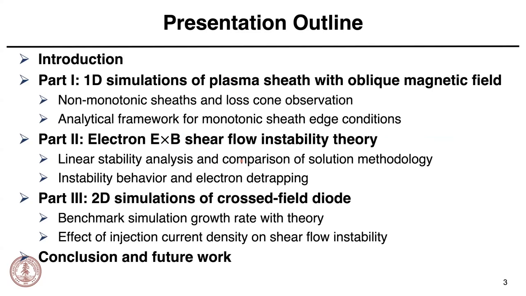The second part will be talking about electron E cross B shear flow that's happening in cross-field diodes and the shear flow instabilities that can arise, reviewing the theory and proposing a better method for solving the growth rates. Then in part three, we'll use 2D simulations and benchmark with the theory from part two. We'll look at how the formation of plasma on the cathode surface affects the overall growth of the instability. We'll do that by varying the amount of electrons being injected from the cathode. And then finally, some conclusions and future work.